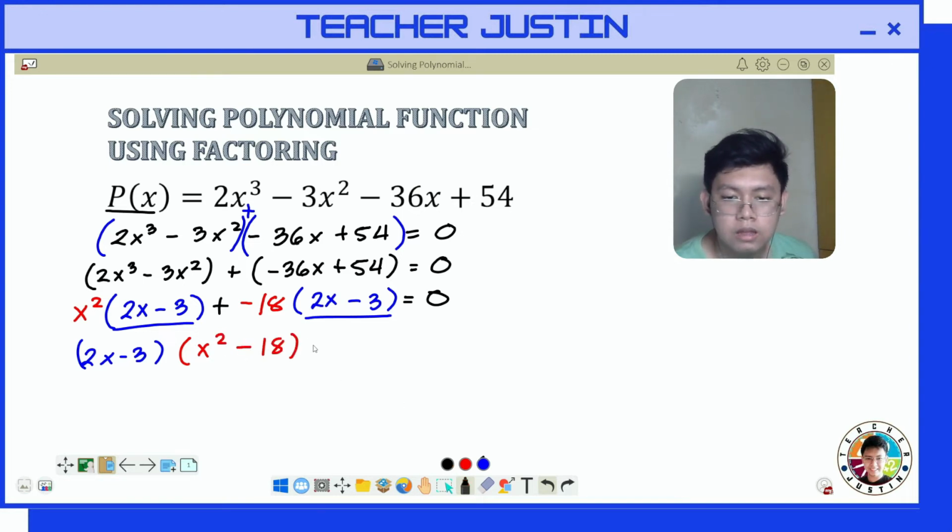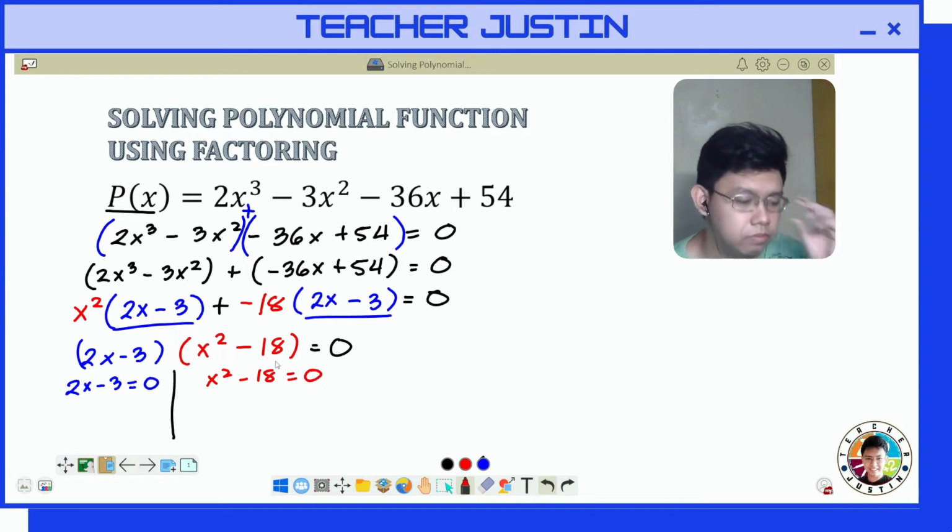Now that we have the factors of this polynomial, our next step is to equate each factor to 0. So, equating 2x minus 3 is equal to 0, and we have x squared minus 18 is equal to 0. Then let's solve for the value of x.